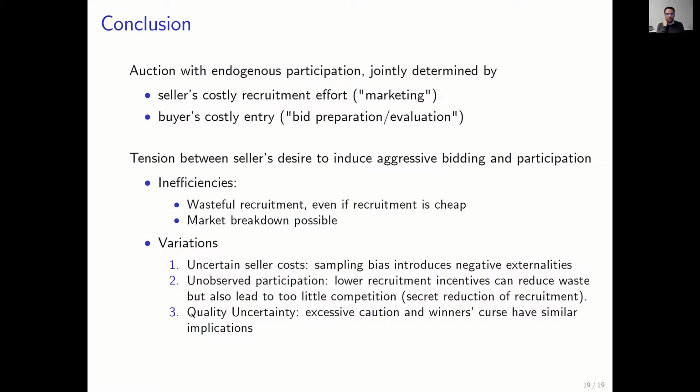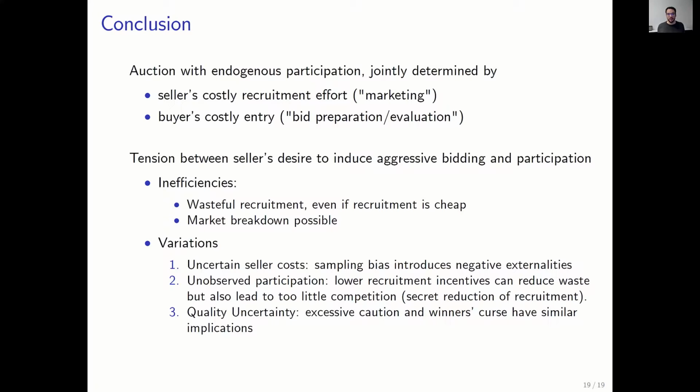And then we've studied a few variations. The first variation was that there's uncertainty by the bidders about how many other bidders are contacted, because of the seller's uncertain costs of sampling bidders. And there, the sampling bias introduces a negative externality. If I'm sampled, I think probably many other people have been sampled as well.